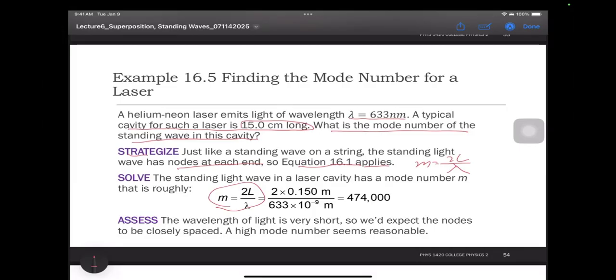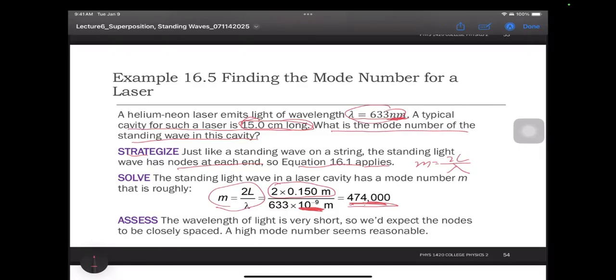It's just like this. This is 2L, because this 50 is just the length, and the 2 is for 2 times the length, and the lambda is this one, and then m equals this. Just pay attention: here the wavelength is in nanometers, not meters. So you need to do the unit conversion, and the final mode number is 474,000.